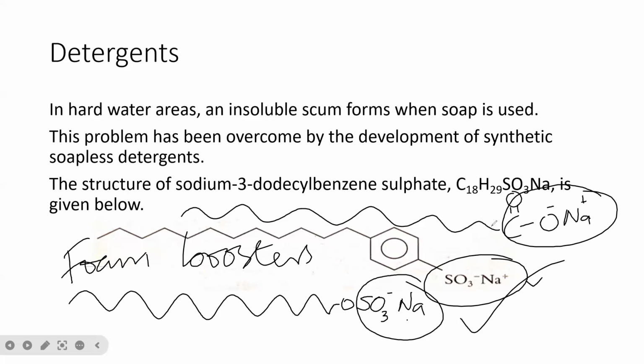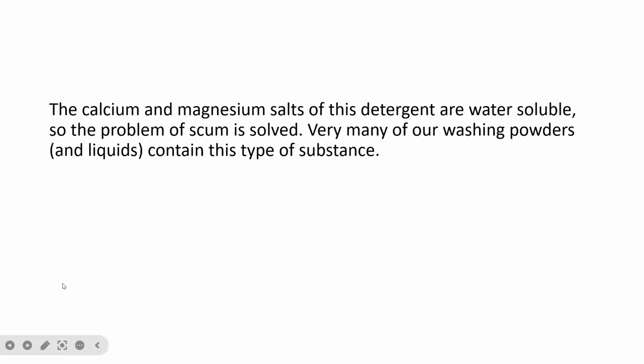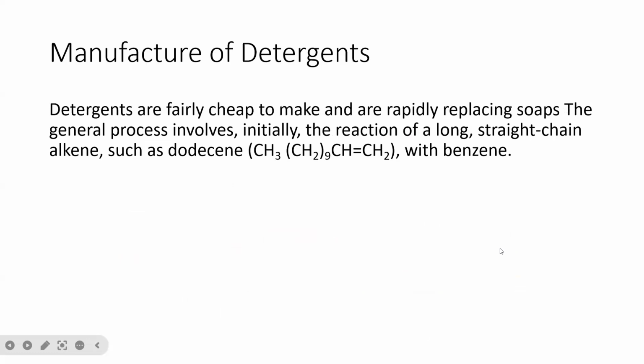Okay, if there is no more question, let's tidy this up. The calcium and magnesium salts of these detergents are water soluble. So the problem of scum is solved. Very many of our washing powders and liquids contain this type of substances. The very common detergents we have now contain mainly detergents.